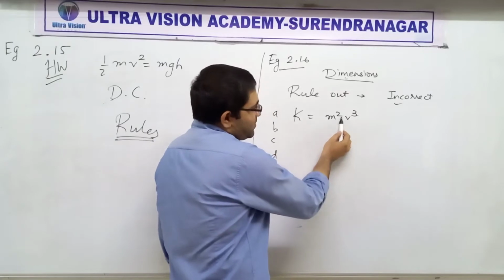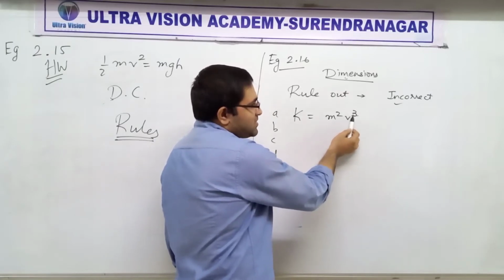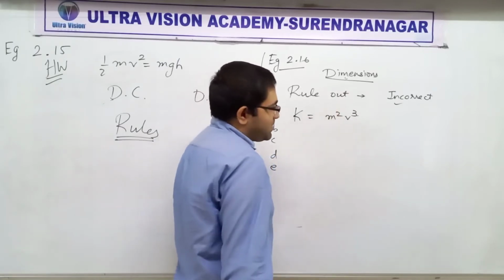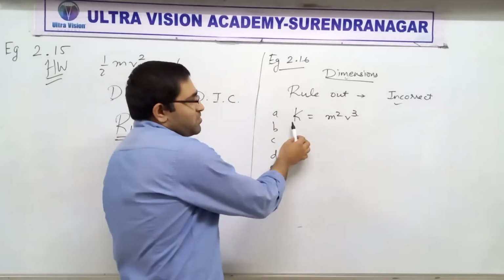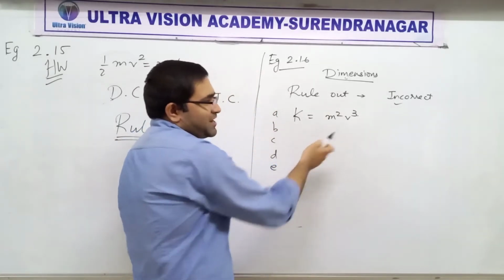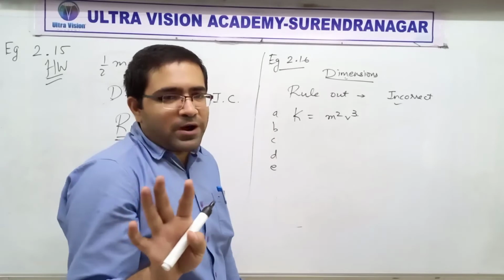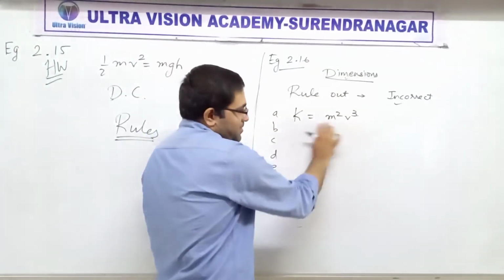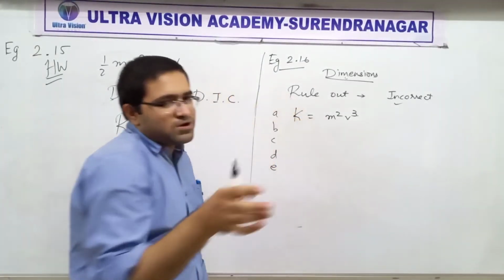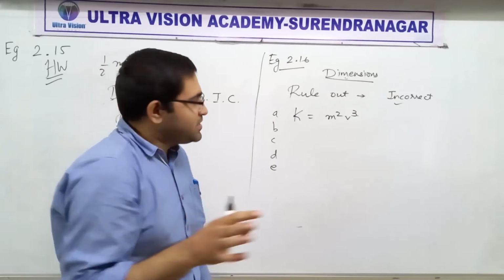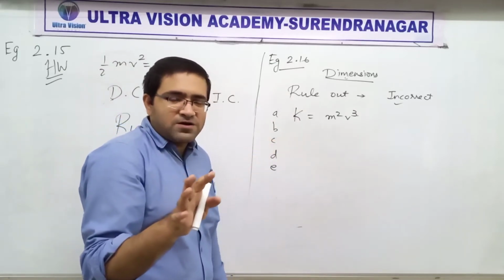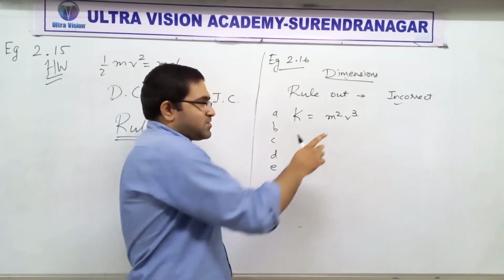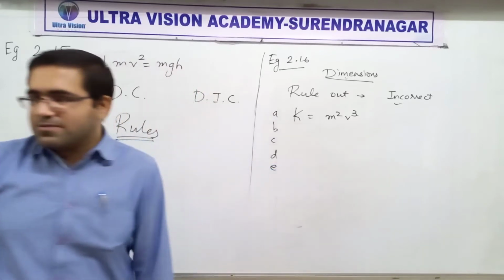First of all, power. No problem, 2 and 3 are dimensionless, shouldn't be a problem. Then there is no addition or subtraction anywhere, so rule number 3 is not required. Clear so far? Rule number 3 is not required because there is no addition or subtraction.